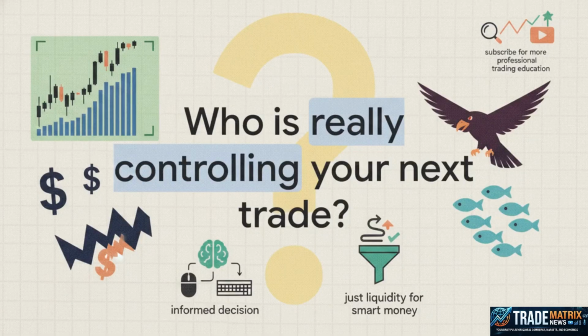So, I'm going to leave you with this final thought today. You now know for a fact that price charts alone can deceive you, and that institutional money literally relies on that deception to hunt liquidity. But armed with CVD, you've got the X-ray vision to see the truth. Now that you can actually see the hidden volume, ask yourself, who is really controlling your next trade? Is it you making an informed decision, or are you just liquidity for smart money?